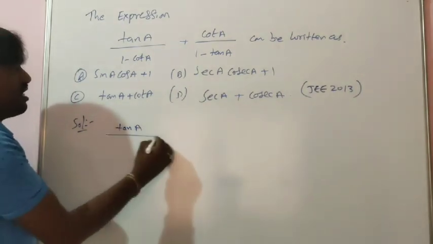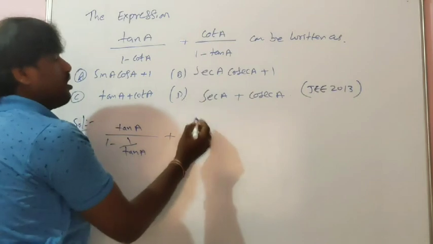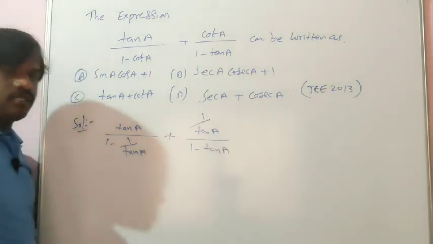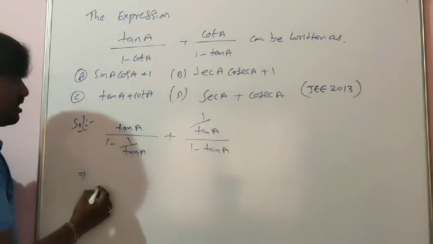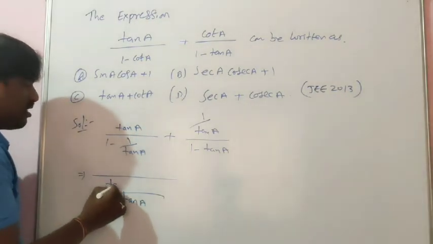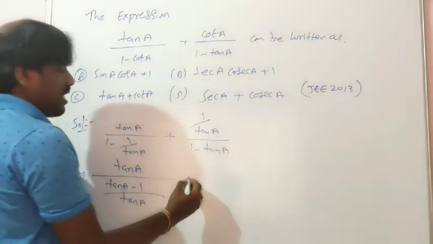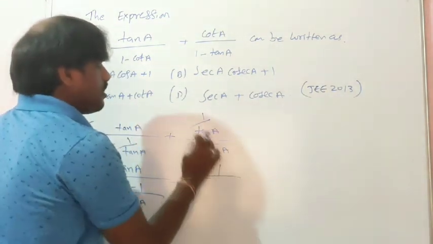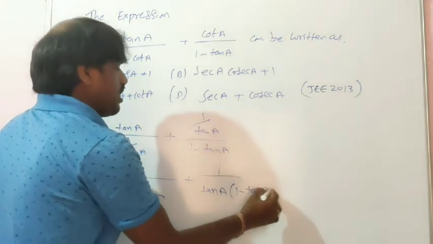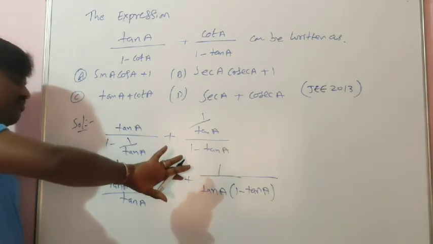Write tan A as tan A, and change 1 minus cot A into 1 minus 1 by tan A. Then cot A can be written as 1 by tan A divided by 1 minus tan A. Now if I take the LCM, tan A, I get tan A minus 1 in the denominator of the first term and tan A as the numerator. For the second term, the denominator is tan A into 1 minus tan A. Hope you understand.